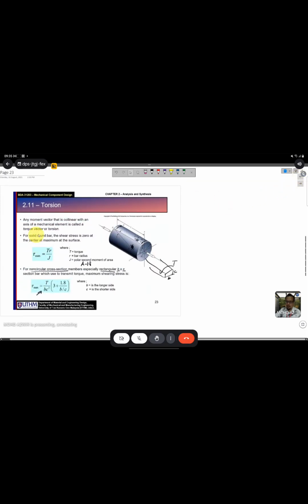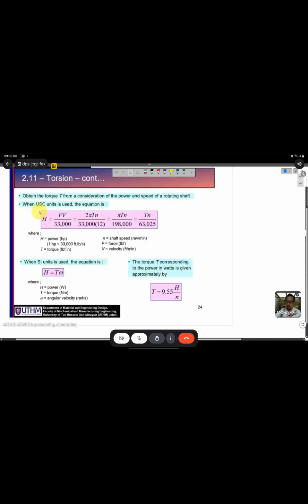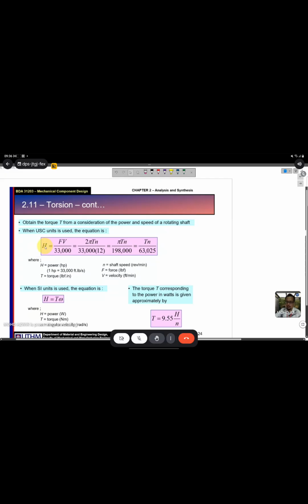Okay, so for torsion, mostly the torque value is not going to be given directly. You need to calculate the value of T or torque. So how do you calculate the torque? Mostly the torque comes from the power. There is the relation: power is equal to torque times the speed.